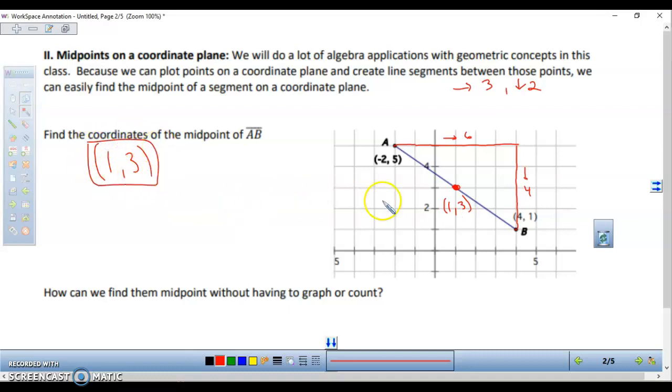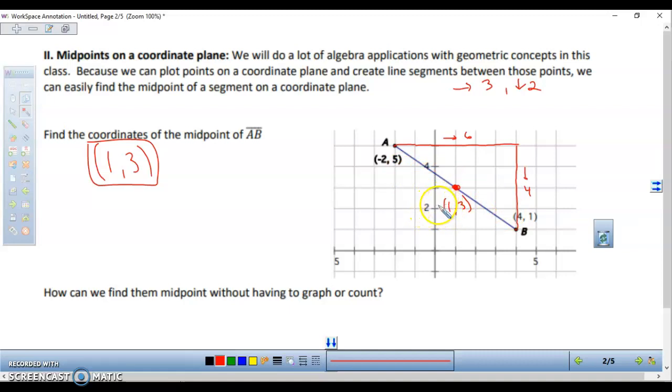Now let's talk about what I did so we can come up with kind of a rule. If I know going from A to B is a move of 6, and I only want to go halfway there, I did a move of 3. And if I know from A to B is a vertical move of 4, and I want to go halfway there, I only did a vertical move of 2. You'll notice that this point is directly between these two. And any number that's directly between two other numbers, we call that number the average.